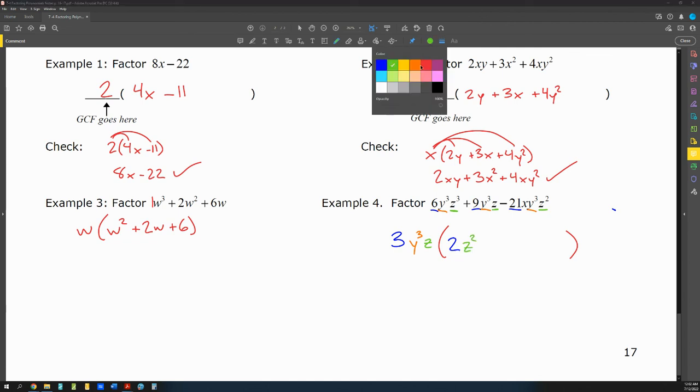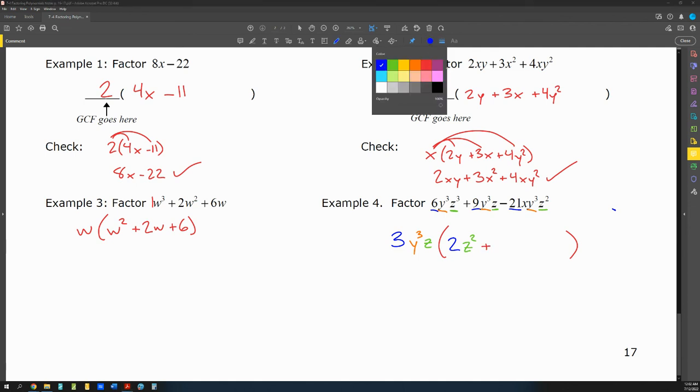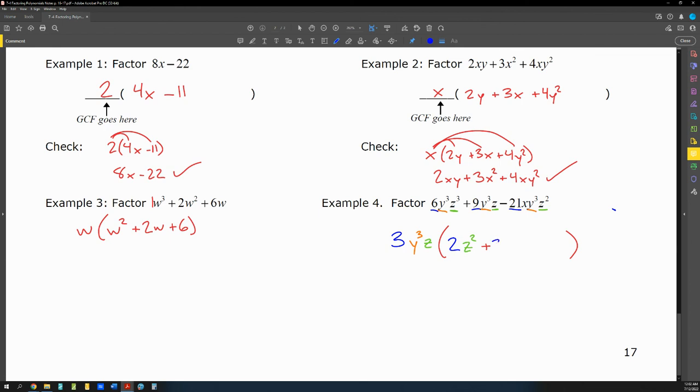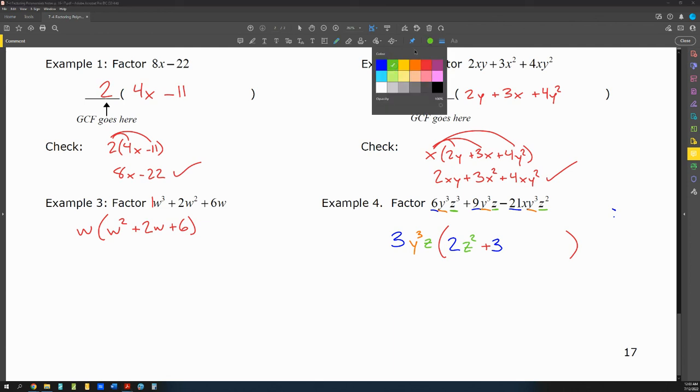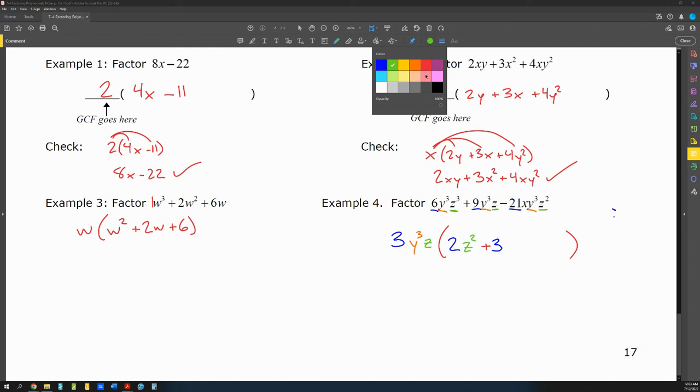Okay, for my next term, 9 divided by 3 is 3. Y cubed divided by y cubed is just 1. So we can write times 1, or we can just drop that. And then finally, z divided by z is just 1 as well. So our whole term here factors to just 3.